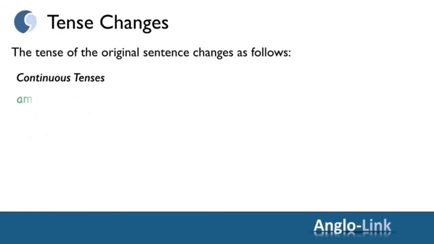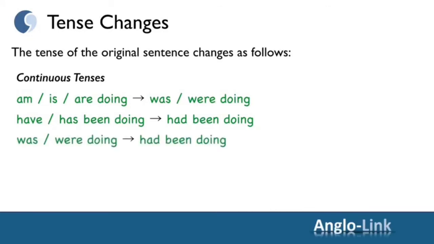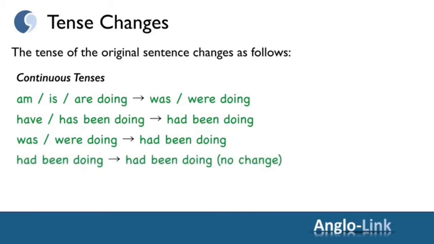Then when we are dealing with the continuous tenses, am, is, are doing, remember these ones are all present continuous tense, now becomes was or were doing. Have or has been doing becomes had been doing. Was and were doing becomes had been doing. And had been doing does not change, it remains as it were.